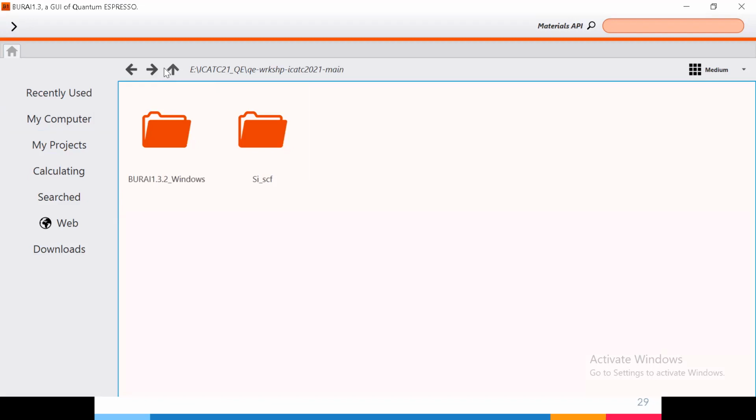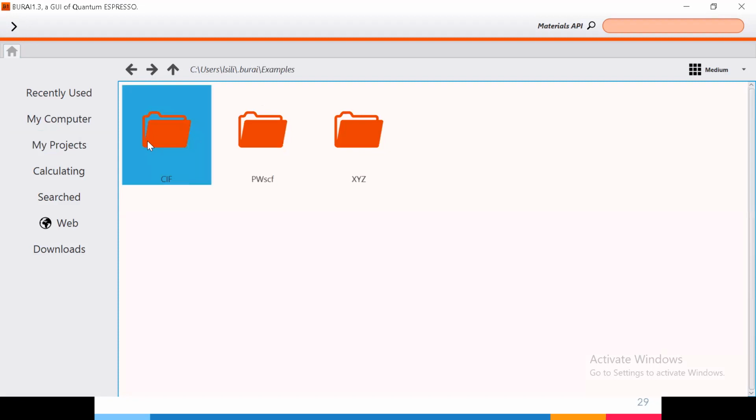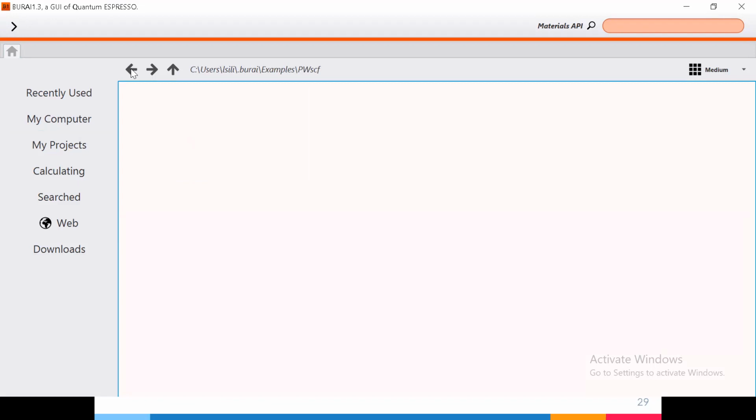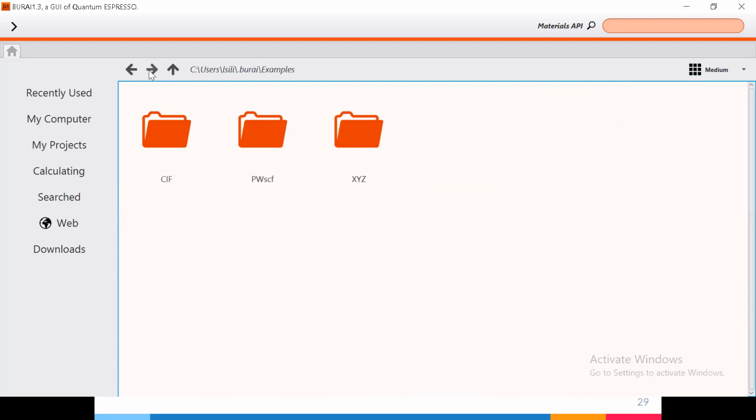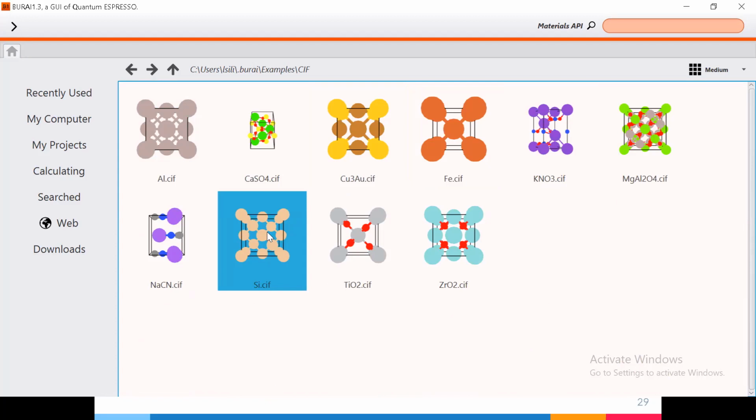load it up. But let's say you don't want to do that, you can also go to the examples. Like if you go to my projects, examples, there are SIF files, there are XYZ files, PWSCF files. And you can also load up the SIF file, which is a format for crystal structure information, and Silicon is there. So let's run Silicon from here. If you don't want to download the files, you can just do that.